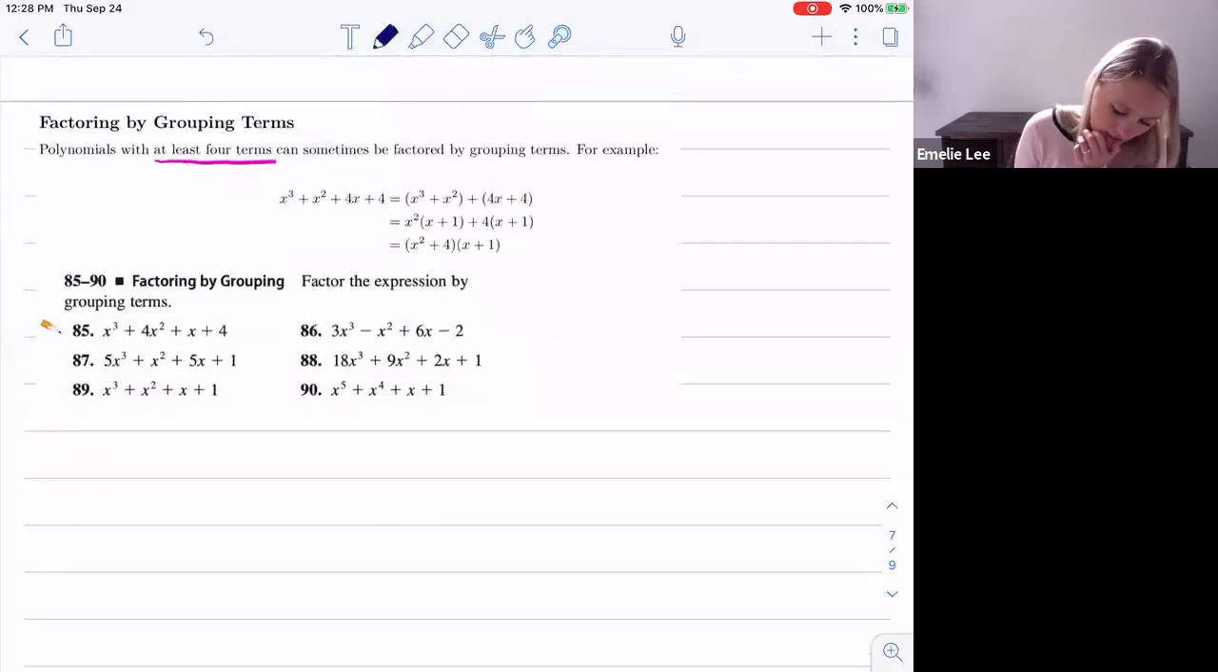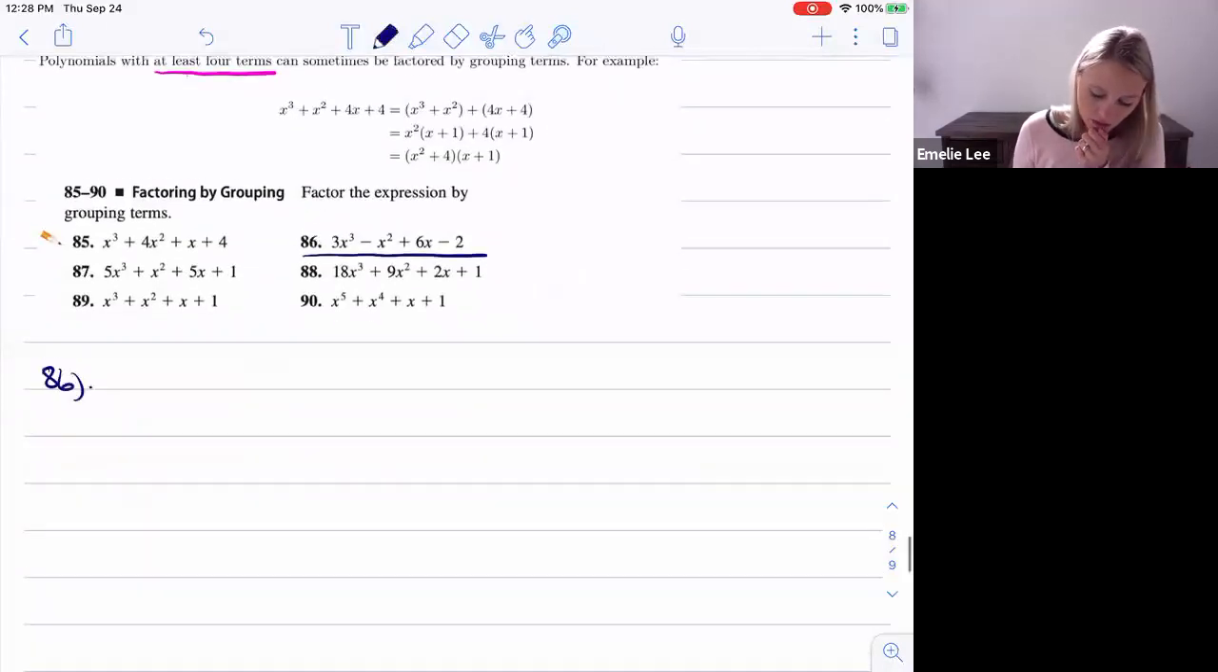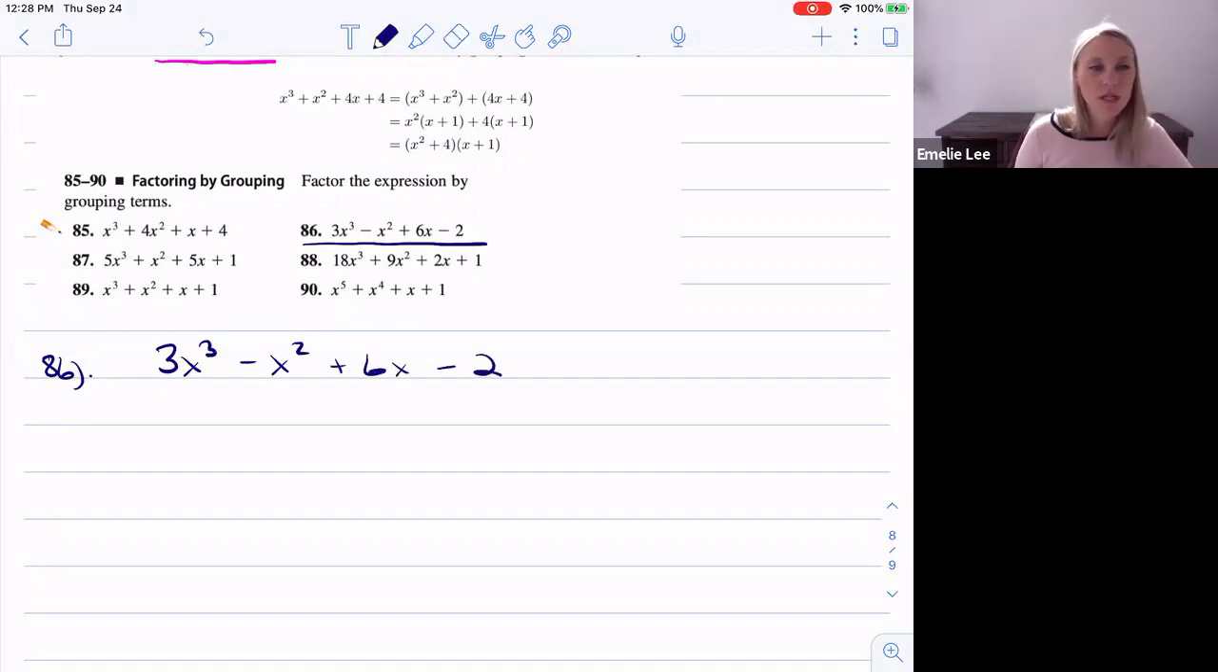Let's do 86. So if we have 3x to the 3 minus x squared plus 6x minus 2, I've got 4 terms, so that's good. So I'm going to try grouping them because it's easier. There are a couple of different options, right? 6 is a multiple of 3, so I could lump those together and try to pull out 3x from those. But then I'm left with x squared and 2, which is fine. Maybe that's fine.